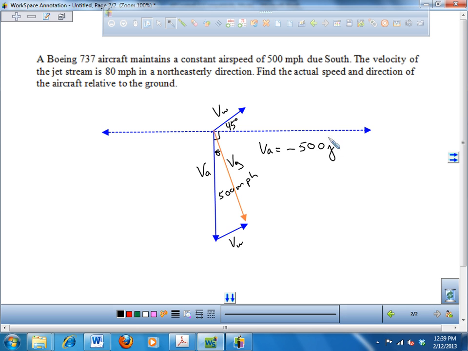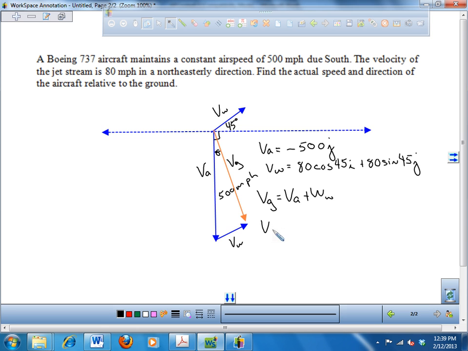Negative 500 j. You understand that? And v sub w is going to be 80, so it's 80 cosine 45 in the i direction plus 80 sine of 45 in the j direction. Do you guys understand that? And so the velocity with respect to the ground, I just add those two vectors together. So that's equal to v sub a plus v sub w.